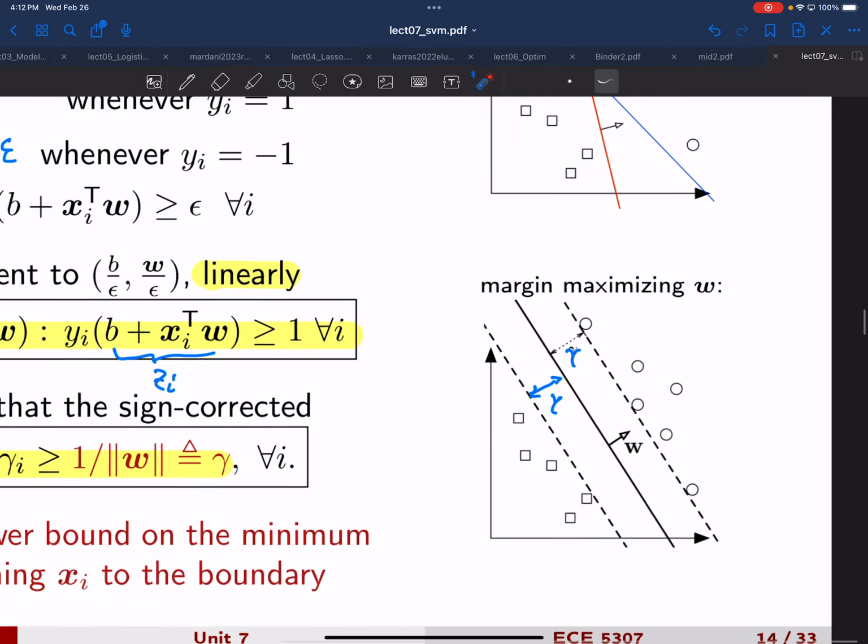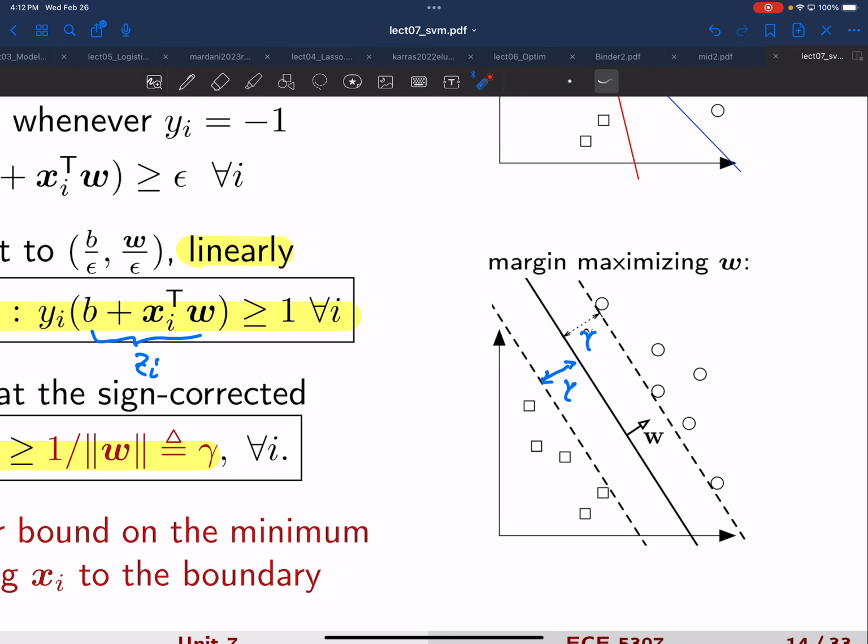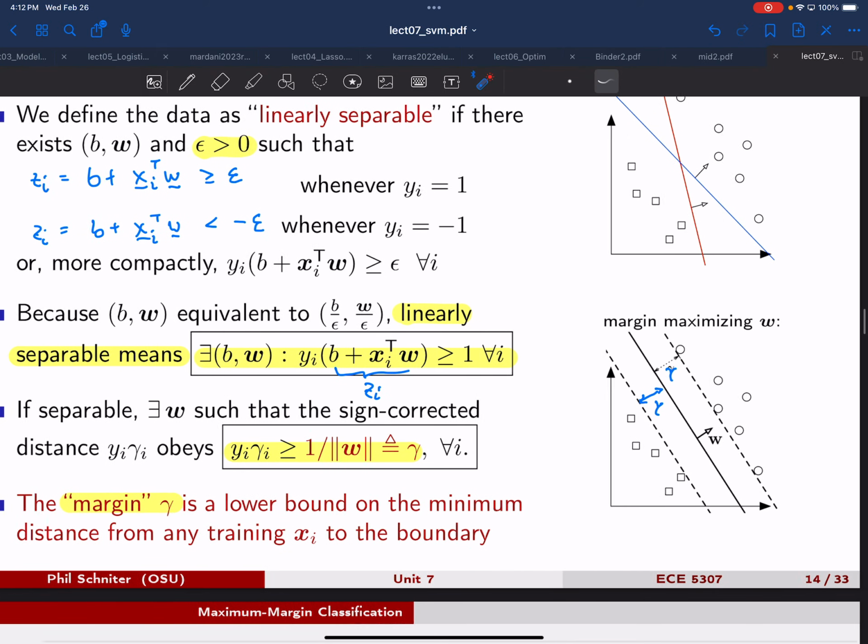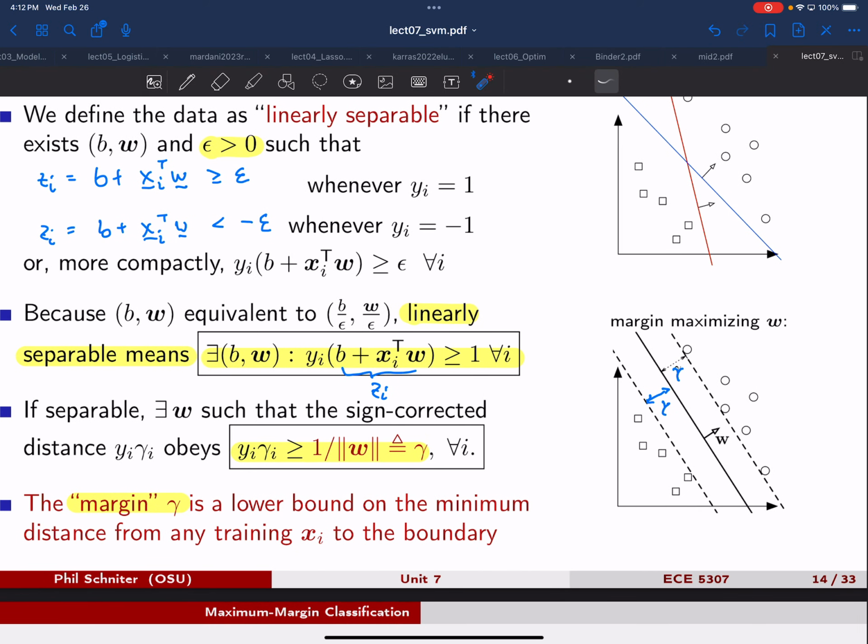So if we look at this picture here, we have our linearly separable data, and here we have a w and some b that give us one of those separating designs. And when you look at the distance, this is the minimum distance from any training point to the boundary, gamma. You can see that this gamma is like a lower bound on all those distances. So those are sort of the math details.